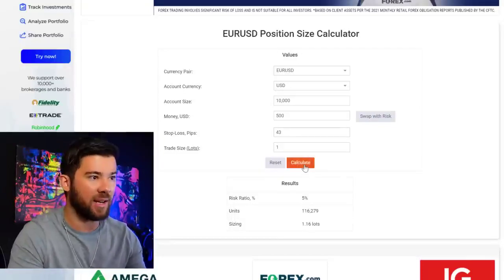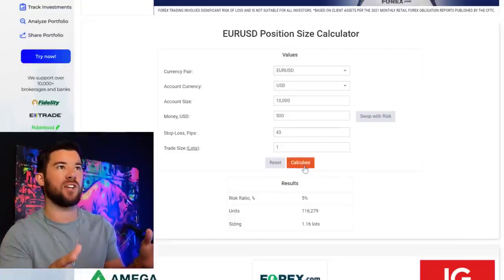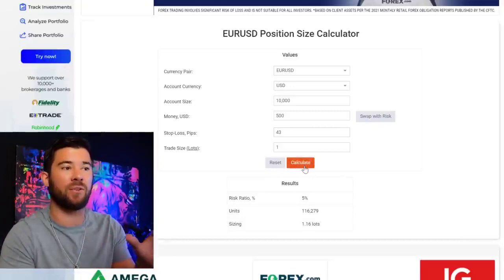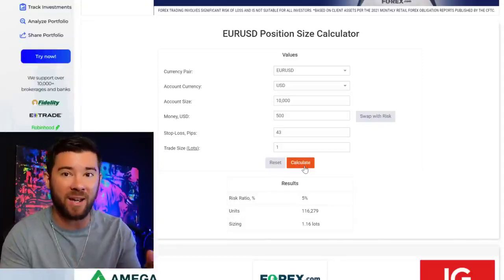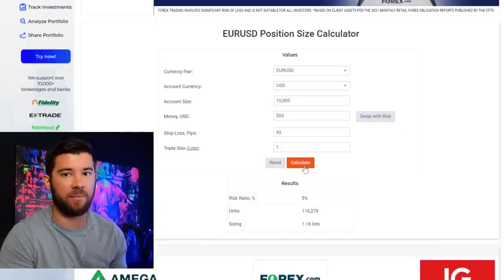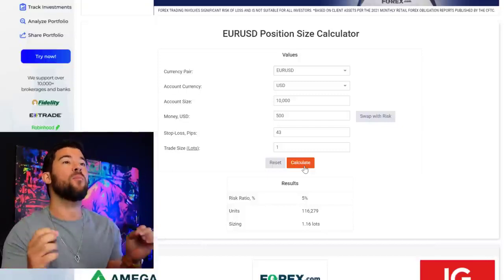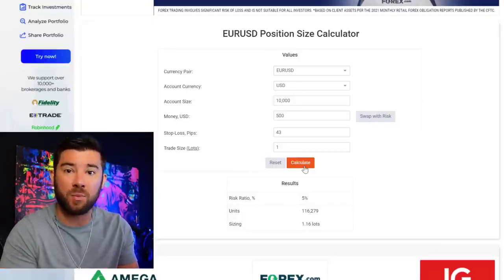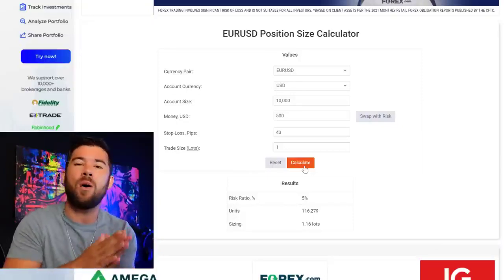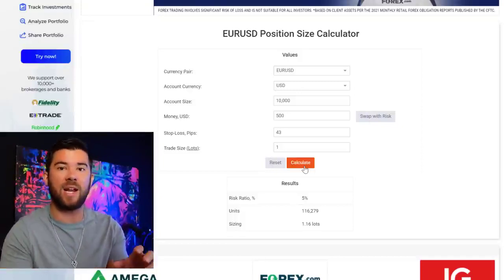So if I hit calculate, I'm going to ask you a very serious question. After learning what you have about leverage, we're risking $500 on a $10,000 account. Be honest, do you think you should be able to place that trade? So many of you probably just said yes. You're thinking, oh, it's just $500 risk on a $10,000 account. Why wouldn't I be able to place that trade?